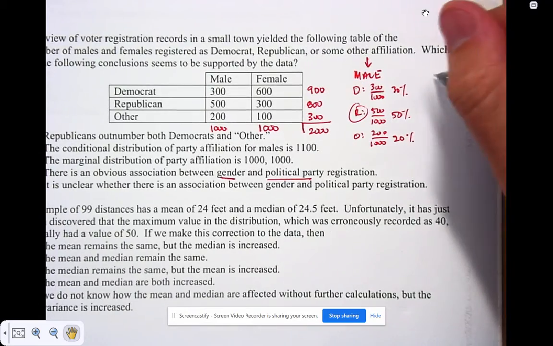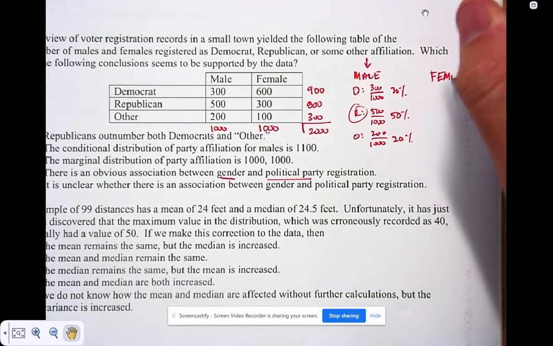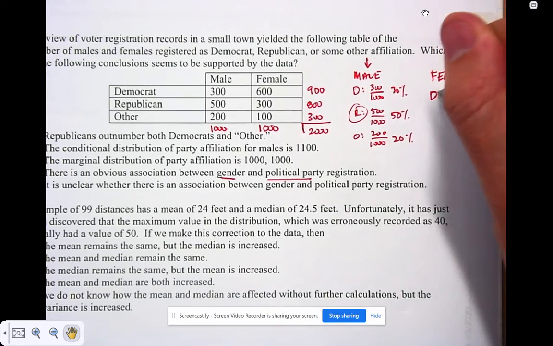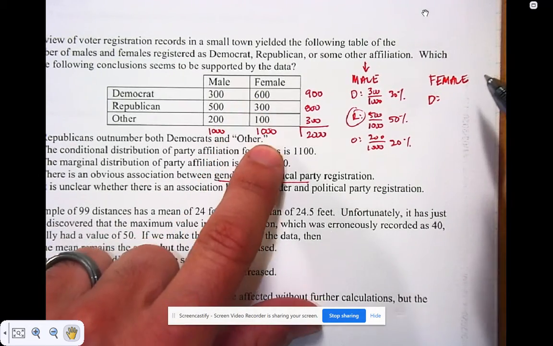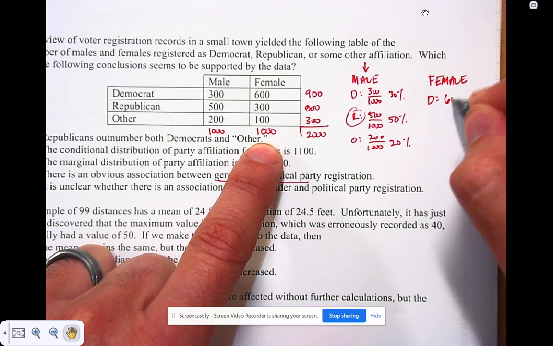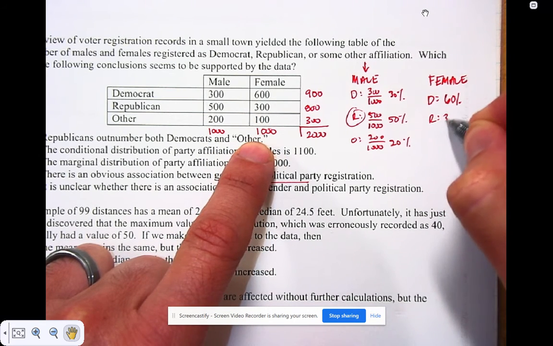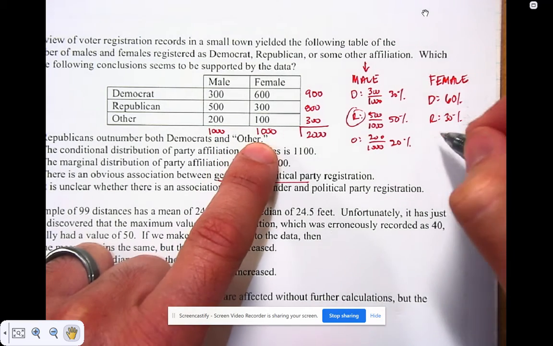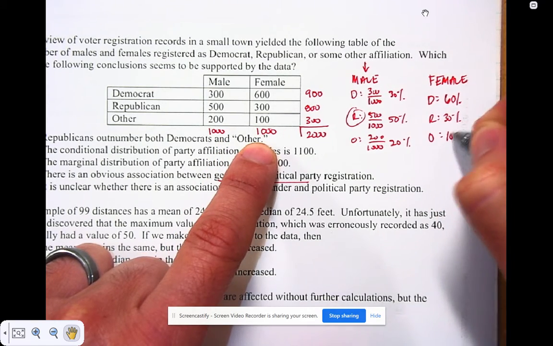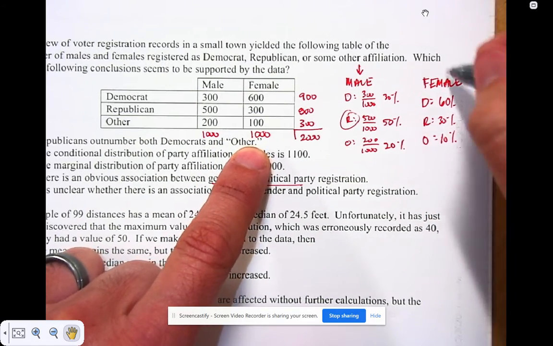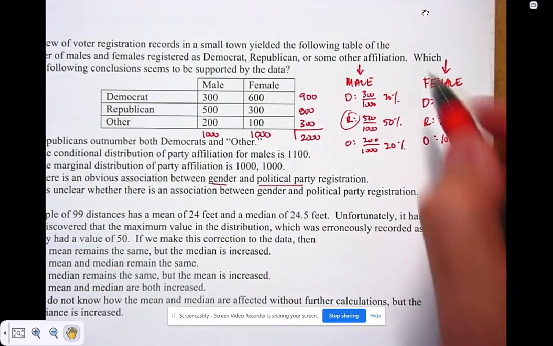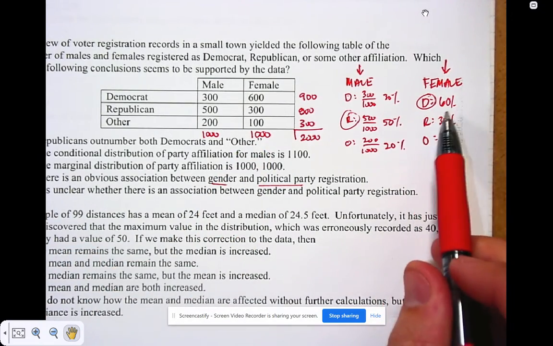Well, let's see if gender matters. Let's find female. So we'll do the same thing. I'm not going to write it. 600 out of 1,000 is 60%. And 300 out of 1,000 for Republican, 30%. And 100 out of 1,000 for other, 10%. So if you know that person is a female, it is very likely that they're Democrat.